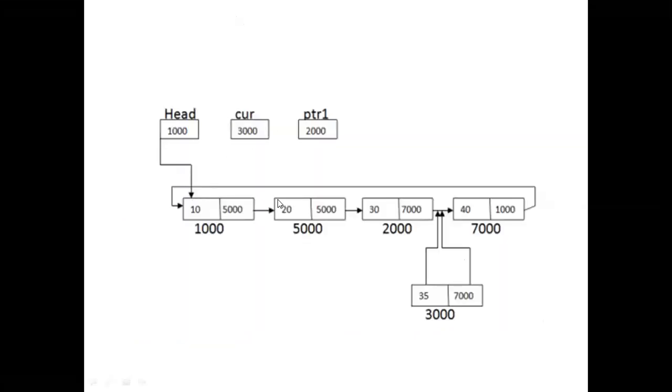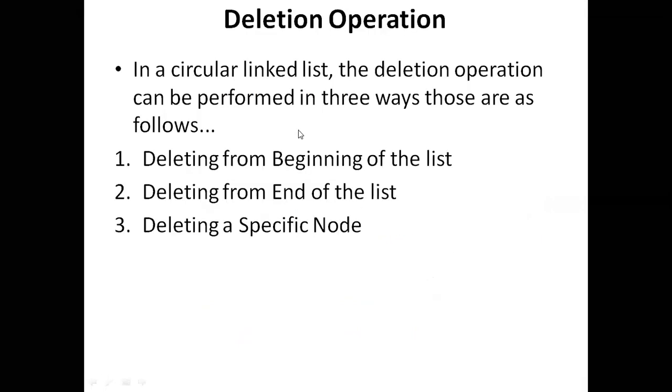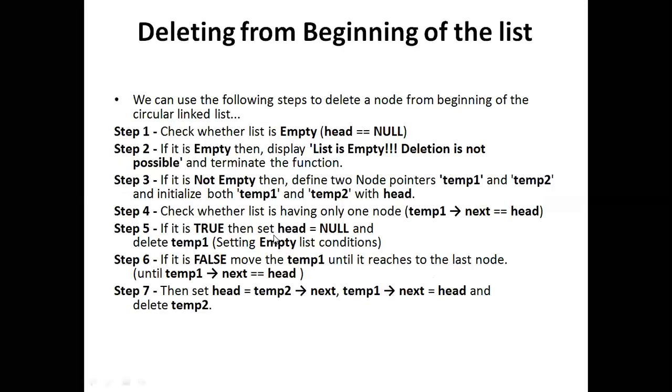This one we have already discussed, so I don't want to waste time here. Next is the deletion operation. As in a single linked list, here also there are 3 ways we can delete: from the beginning, from the end, and deleting a specific node.